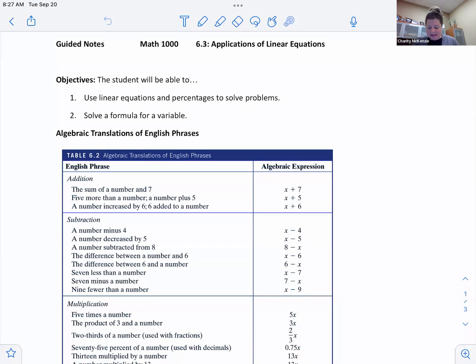So, for example, this right here is an expression, right? X plus 7. There's no equal sign. Even saying 2 plus 4, that's an expression, or fractions or anything. Okay, so let's look at this. Our objectives are to use equations, and we also have percents in our equations, to solve problems and to solve a formula for a variable. So we're working with everything we've been doing, but with more variables and words to variables.